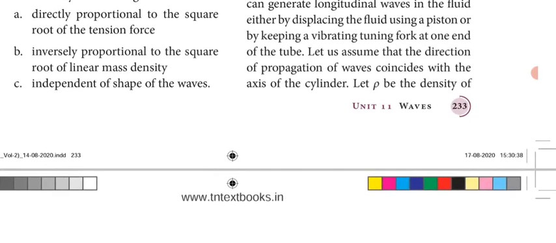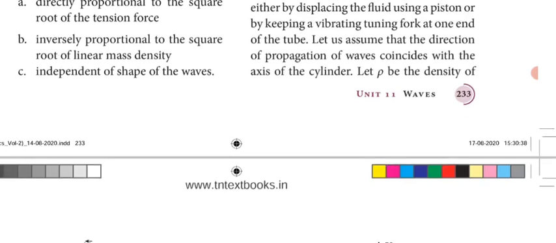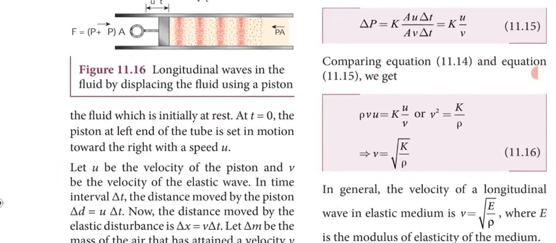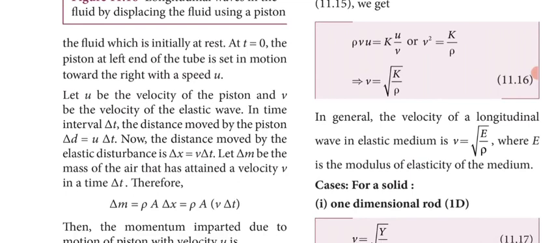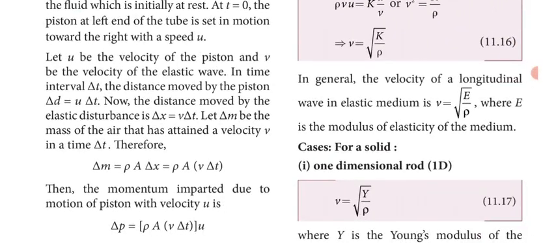We are assuming that the direction of propagation of the waves coincides with the axis of the cylinder. Let rho be the density of the fluid, which is initially at rest, that is t is equal to 0. The piston at the left end of the tube is set in motion towards the right with speed u. So u is the velocity of the piston and v is the velocity of the elastic wave. In time interval delta t, the distance moved by the piston is delta d is equal to u into delta t. The distance moved by the elastic disturbance is delta x is equal to v delta t.